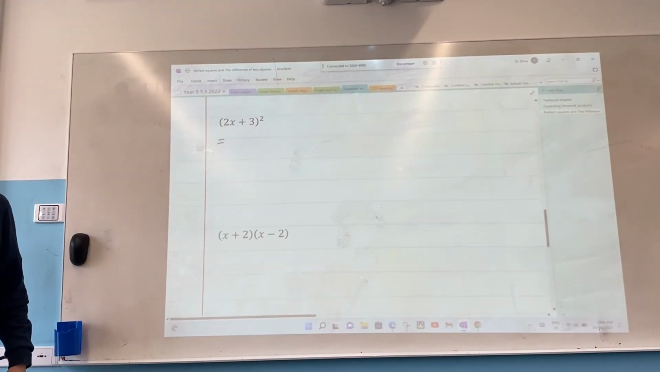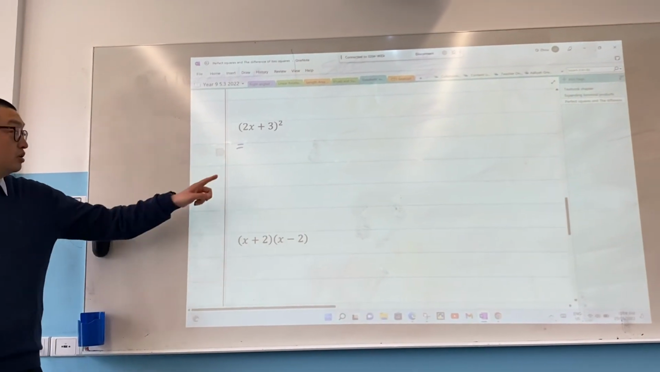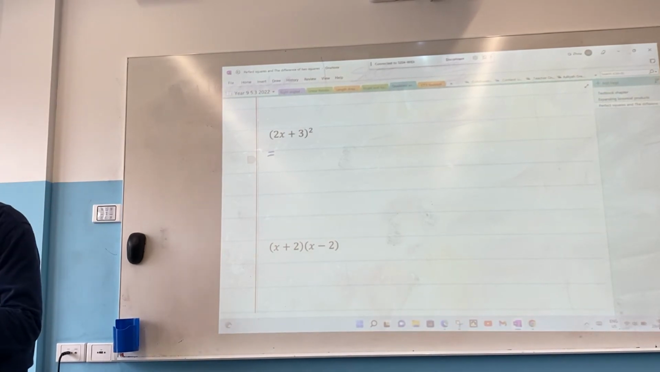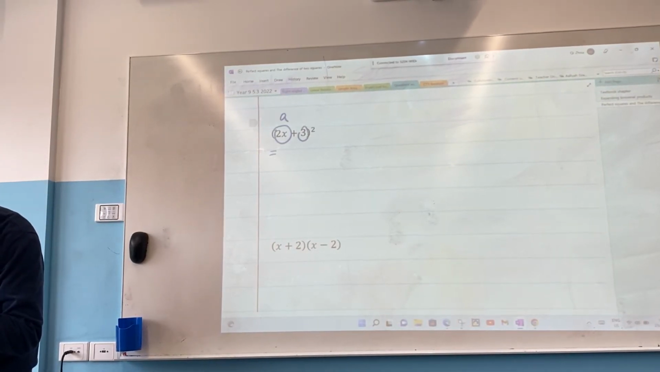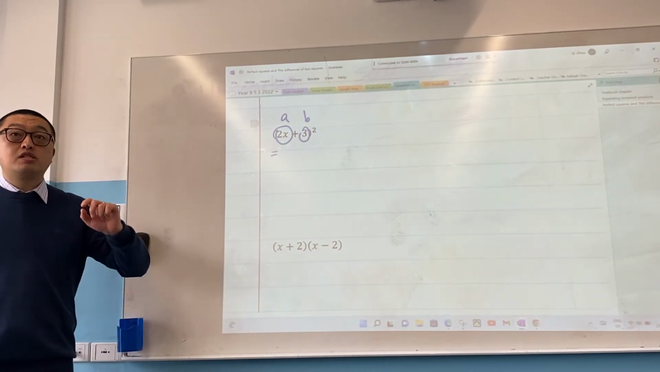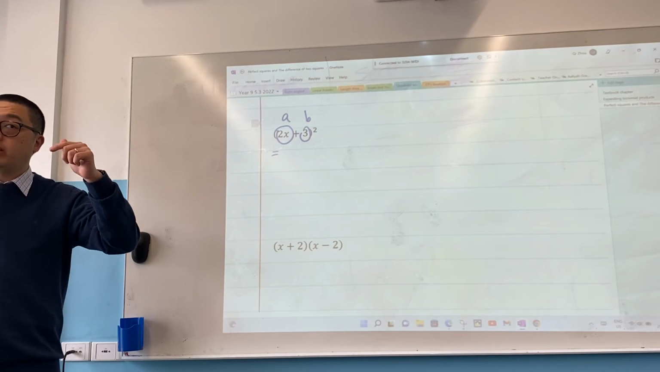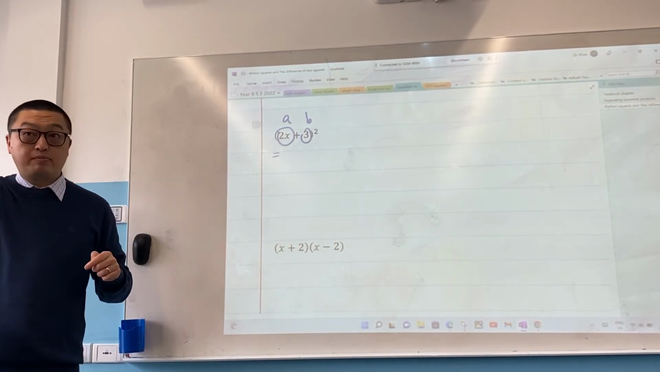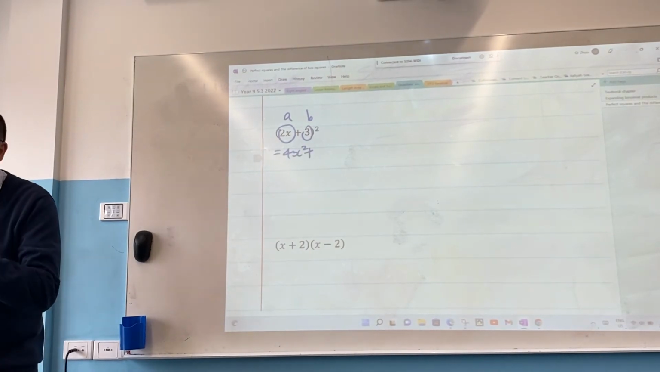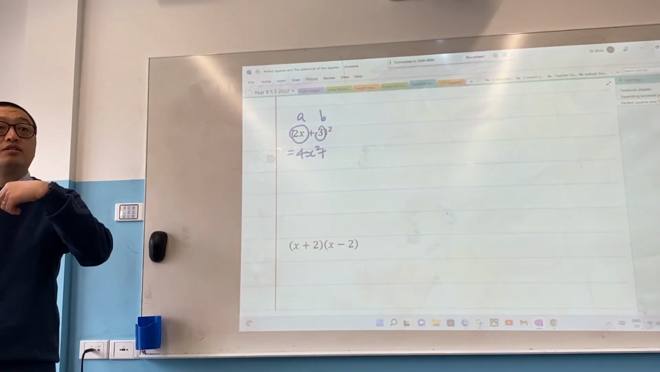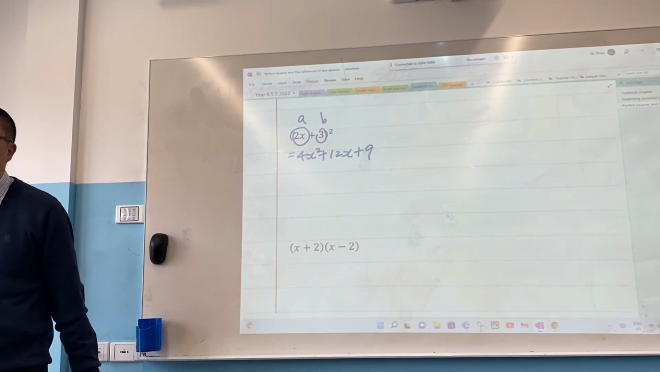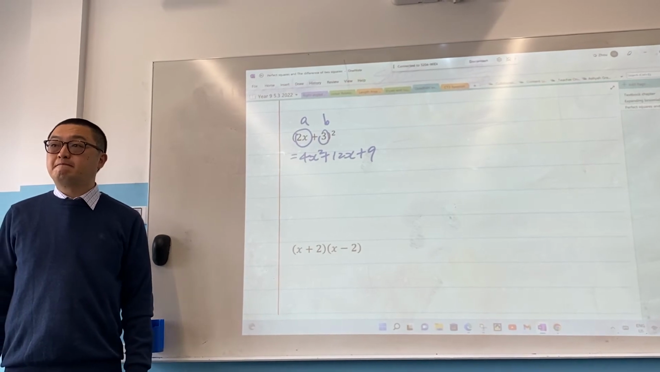What do we do? A little bit different. 4x. Good. I need to be able to recognize this is my A. That's the B. So A squared is not 2x squared, it's 4x squared. Just bear in mind that. So I get 4x squared. I combine them together, I get 6x. Double, 12x plus 9. Finish. Is that okay or no?